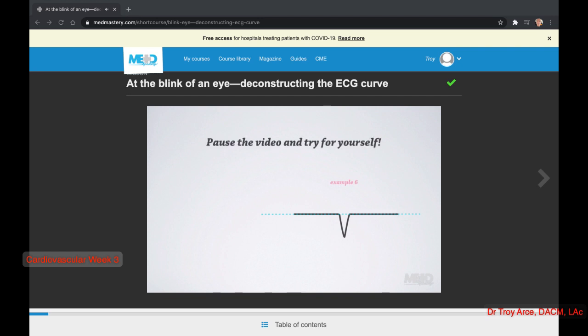And one final example, example number 6. Pause the video and try for yourself. Also quite easy. Only one concept fits here, and that's concept number 5. If the entire QRS complex consists of one large downward deflection, then this is called a QS pattern.